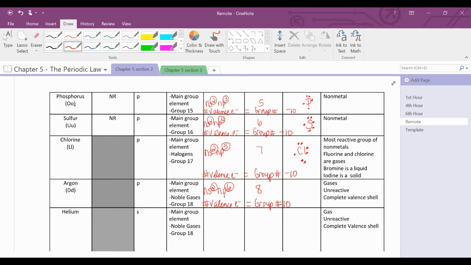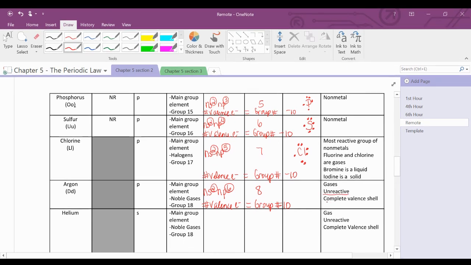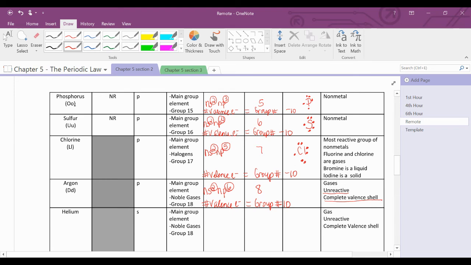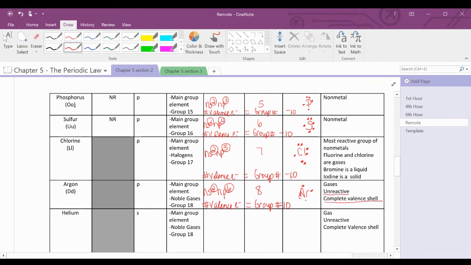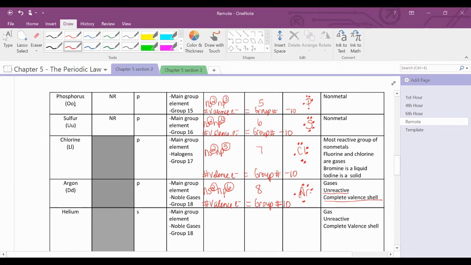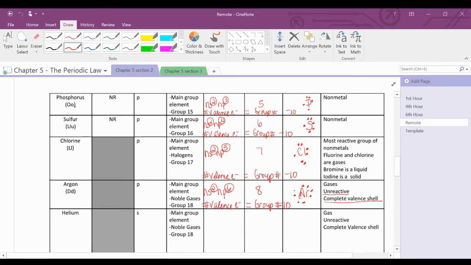Now, 8 is the maximum number of valence electrons an element can have. So this is why the noble gases are unreactive, because they have a complete valence shell. We're going to write the symbol for argon, and we're going to put its 8 electrons. So here we're going to have 4 pairs of dots.